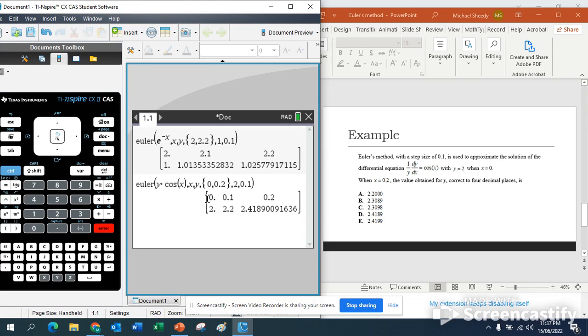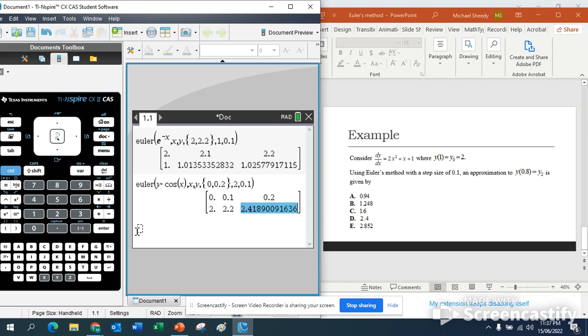Okay, so we have our matrix, and again, the question is, when x equals 0.2, what's the value of y? So we can see that on our screen. We look for x equals 0.2, look directly below that. There's the solution for y, and correct to 4 decimal places, that would be 2.4189, which is again an answer of D for this multiple choice question.